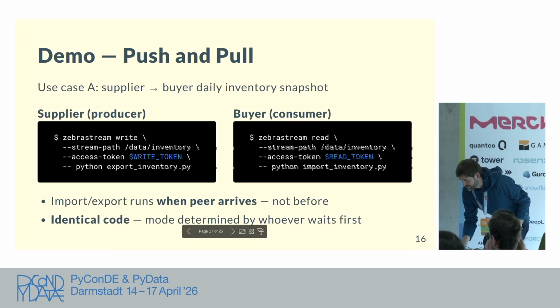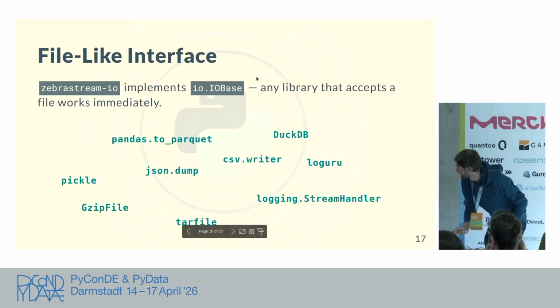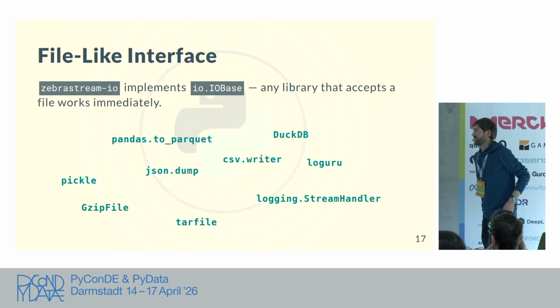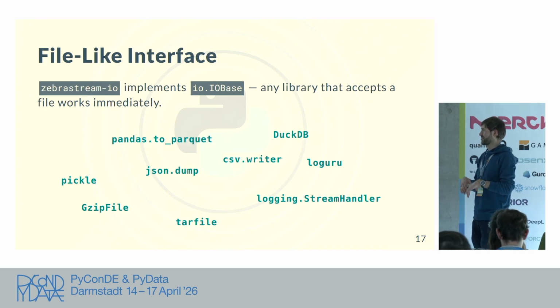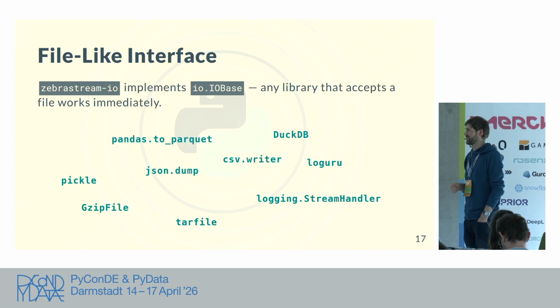But now I want to show you the real Python stuff, which is the file-like interface. So we see that the concept maps to a pipe, so why not make it file-like? The ZebraStream IO package, which implements the protocol, also implements it in the form of a file-like object, which corresponds to the IO base class, which means that when we open such a stream as a file-like object, we can pass it to any function that accepts files.